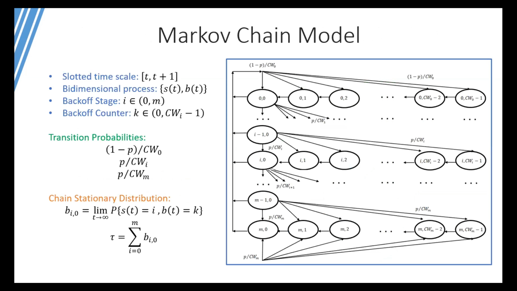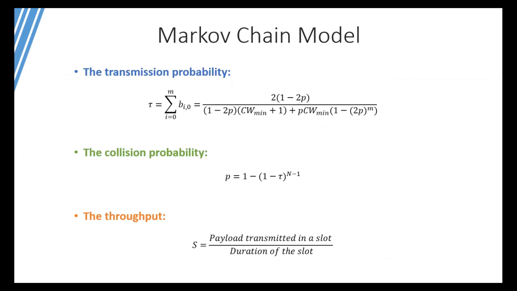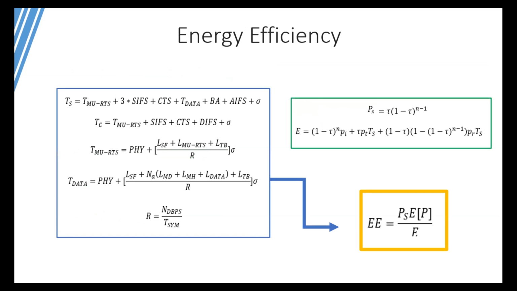So in our work, we chose to model a network by a Markov chain with a slotted time scale and a bidimensional process of the backoff stage and the backoff counter. We represent the transition probabilities as the states the station can occupy and deduce the chain stationary distributions. This allows us to calculate the transmission probability, the collision probability, and the throughput of the system comprised of an access point and several stations.